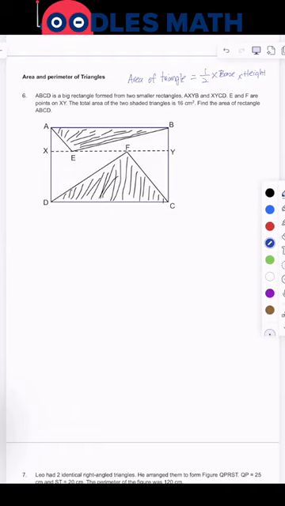So knowing that formula, now let's take a look at the question here. ABCD is a big rectangle formed by 2 smaller rectangles. Alright, so AXYB and XYCD, these are the 2 rectangles that you see there, divided by the dotted line. Now E and F are points on XY. Okay, and the total area of the 2 shaded triangles is 16 square centimeters. We are supposed to find the area of the rectangle ABCD.